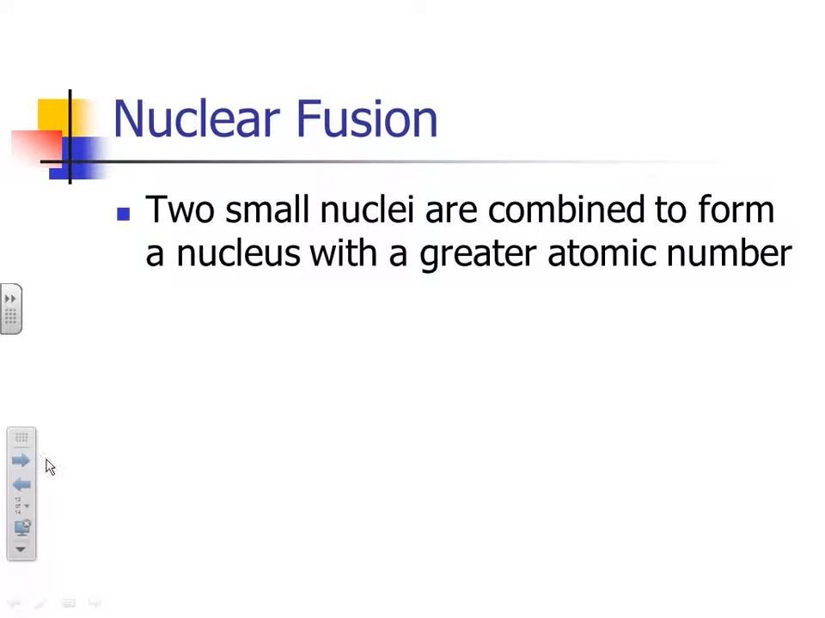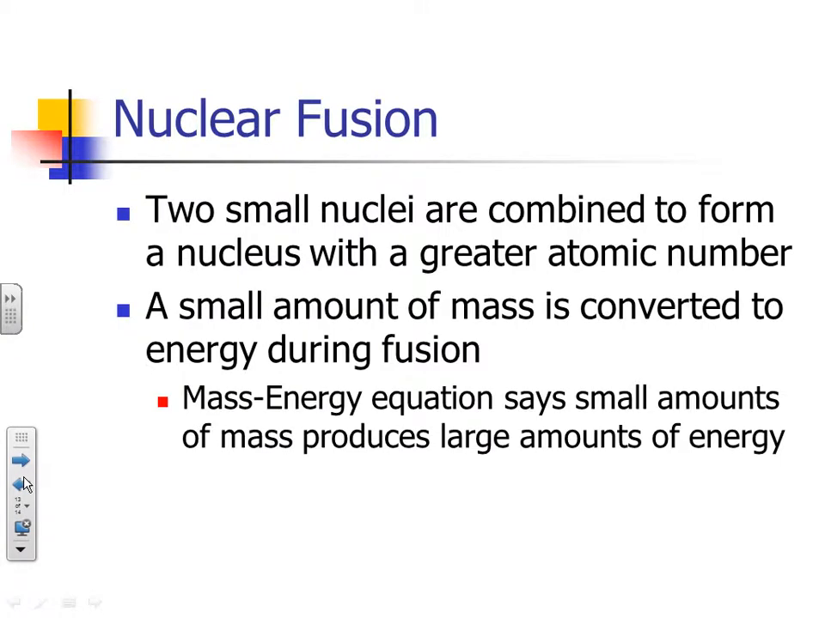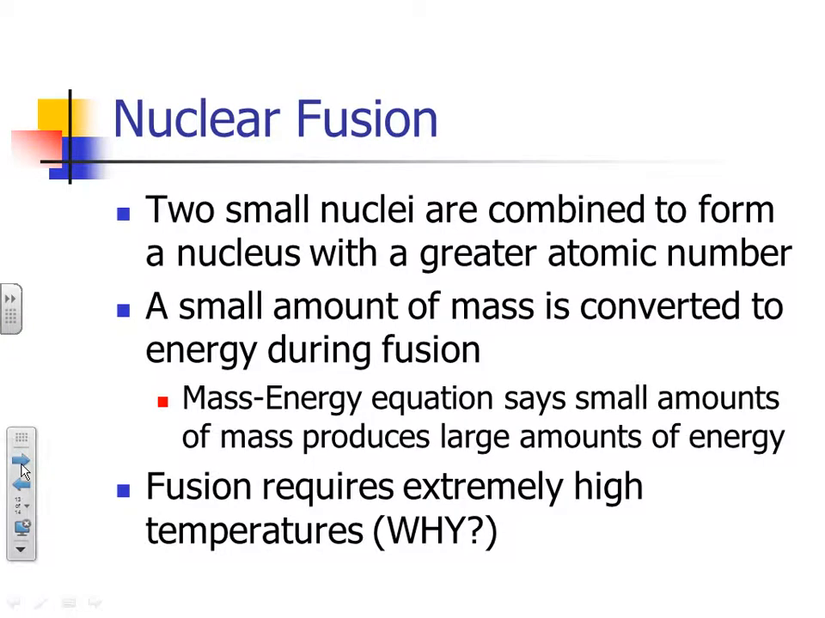During that process, a small amount of mass is converted into energy. And we've already gone over that even a small amount of mass converted into energy releases a lot of energy because of the whole E equals mc squared thing. But the conditions required for fusion don't exist naturally here on Earth.